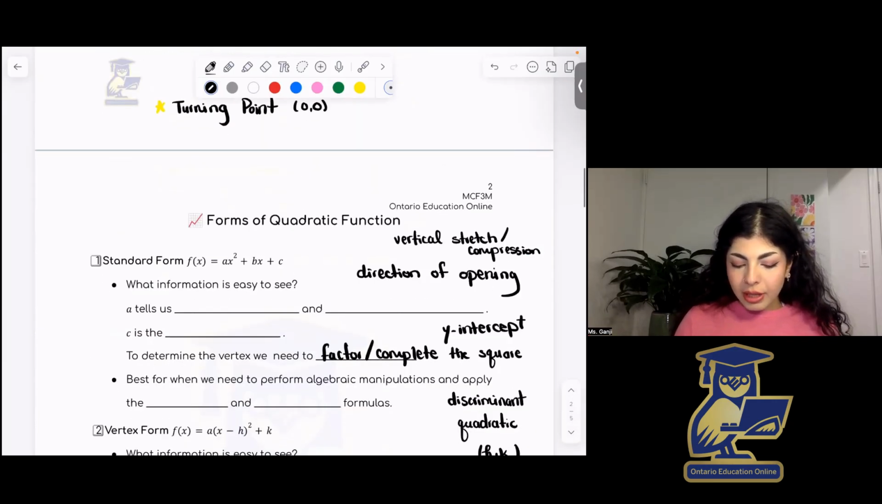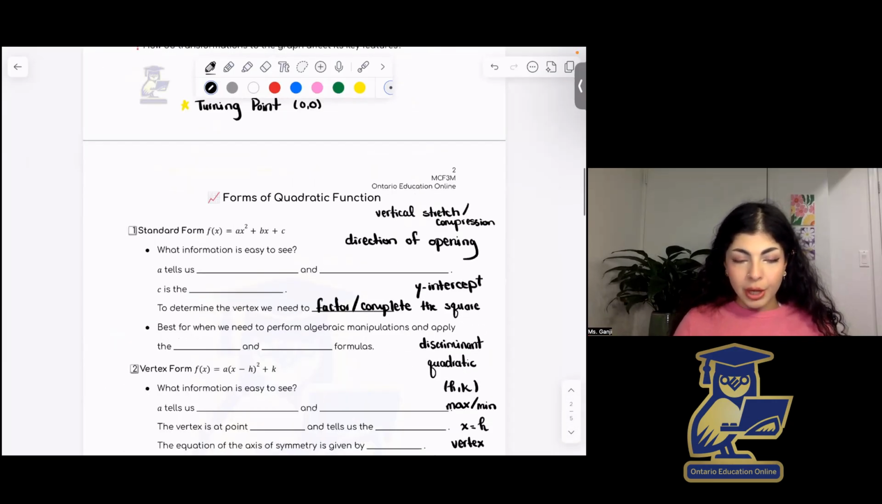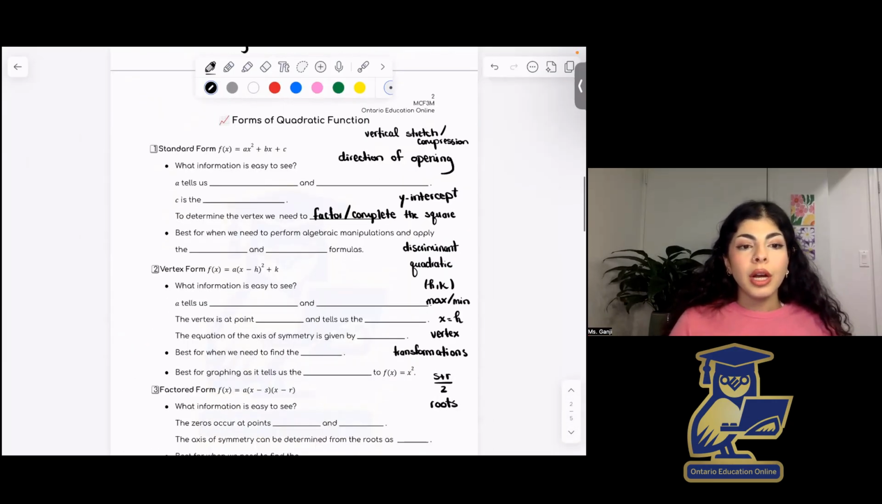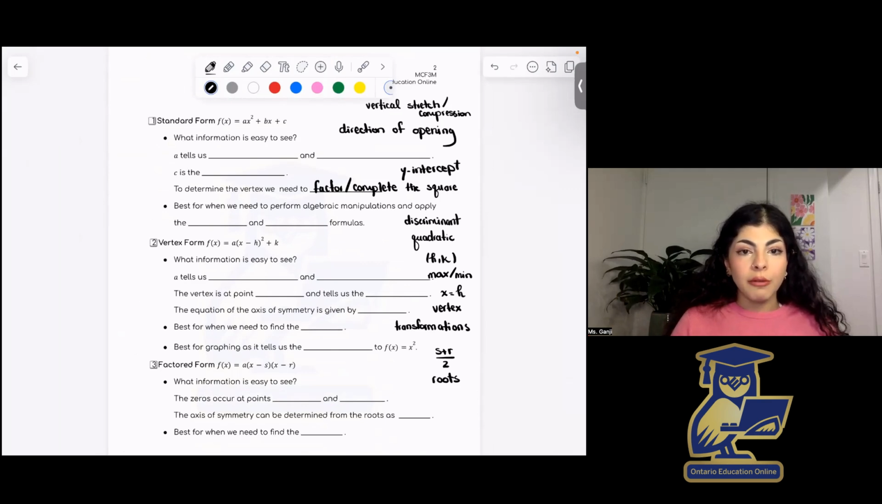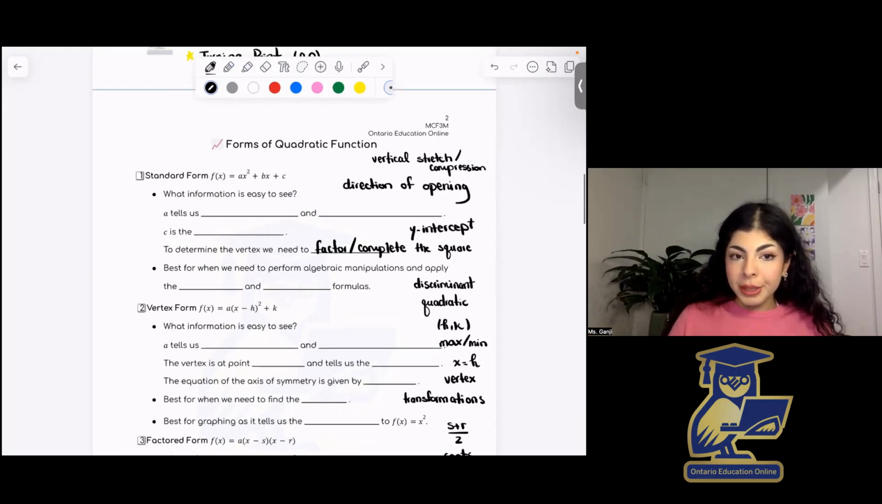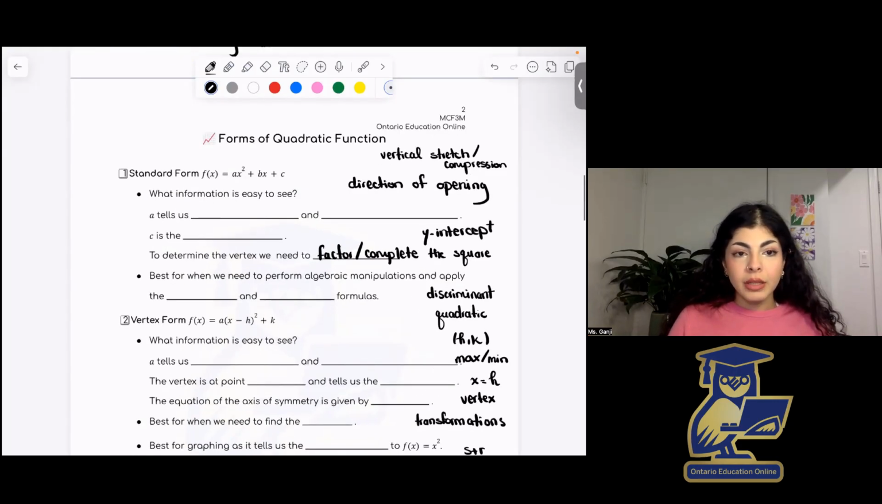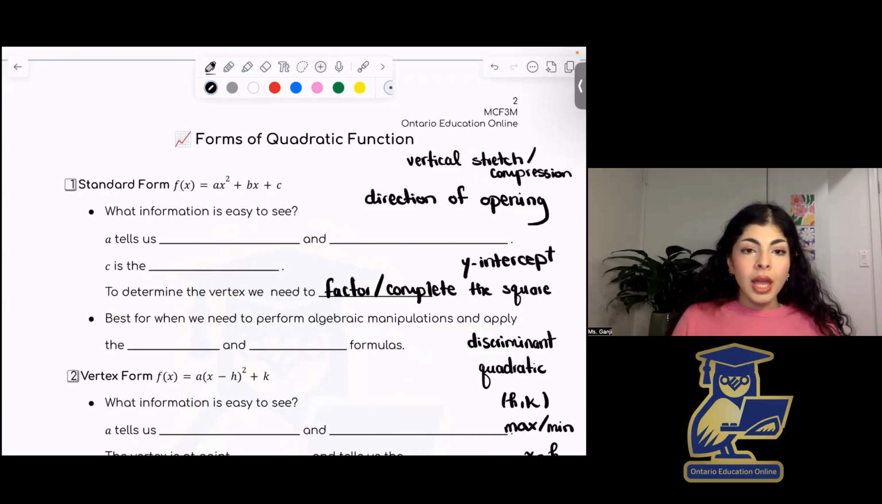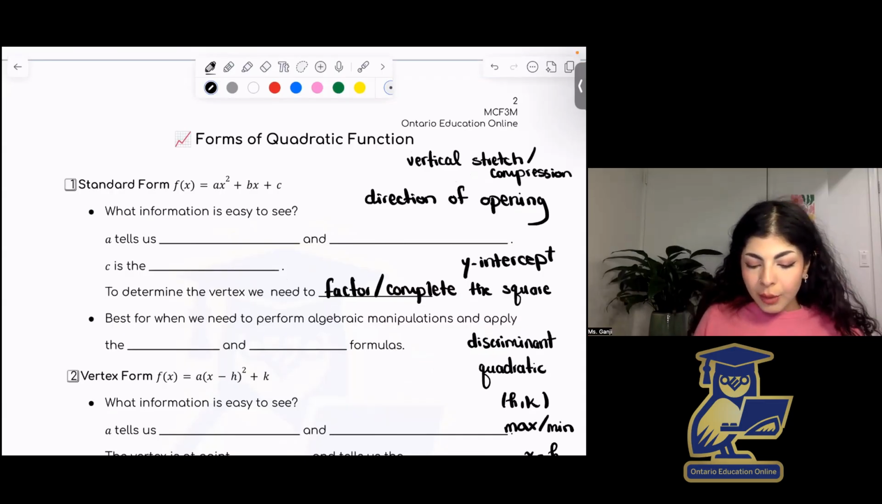So now we have a little bit of a put it all together, where we are comparing the three forms of the quadratic formula to analyze which is best and when. So I have a little word bank here for you now, which we can use to fill in the blanks here. So starting with our standard form, ax squared plus bx plus c. What information is easy to see here? So take a moment to think.